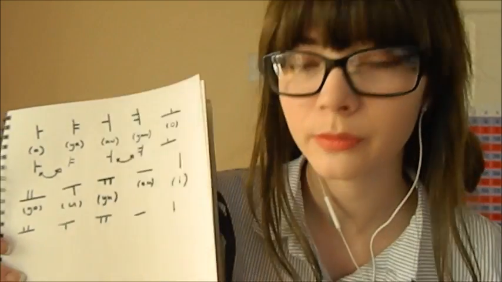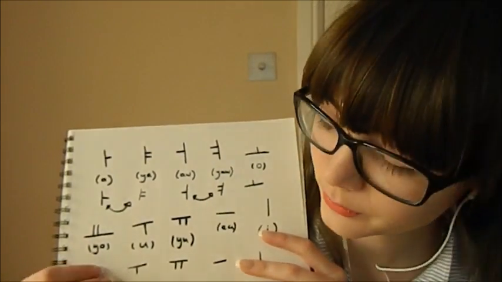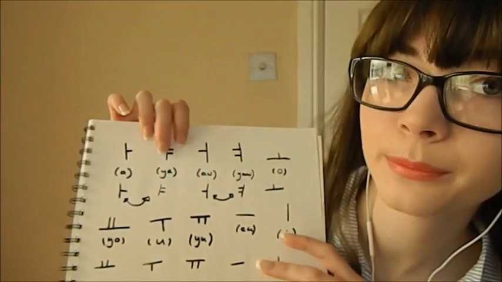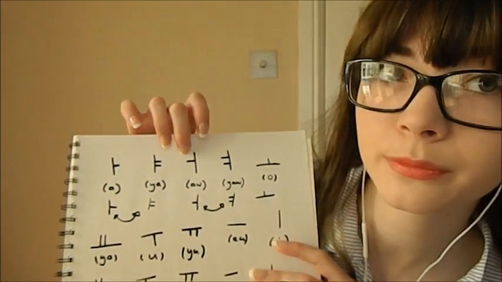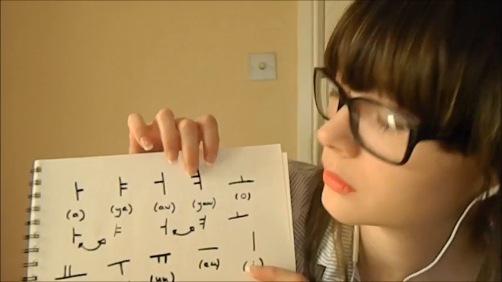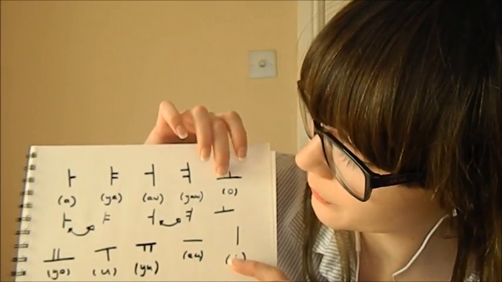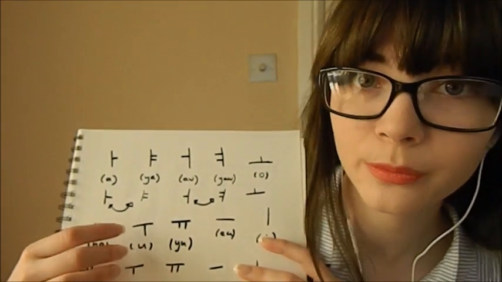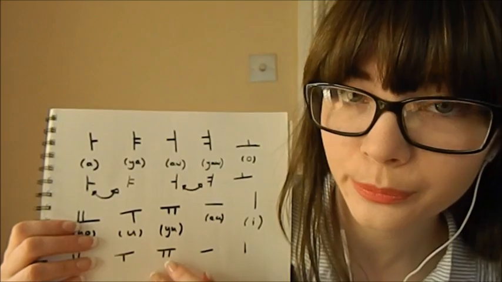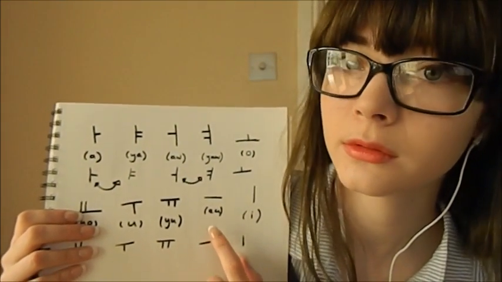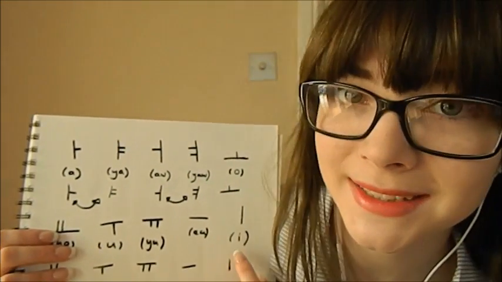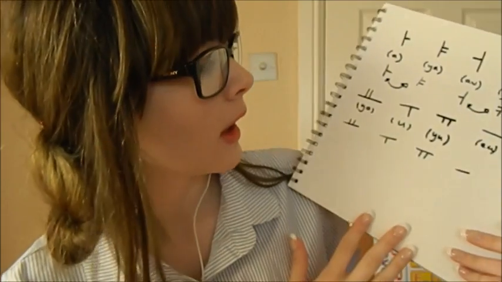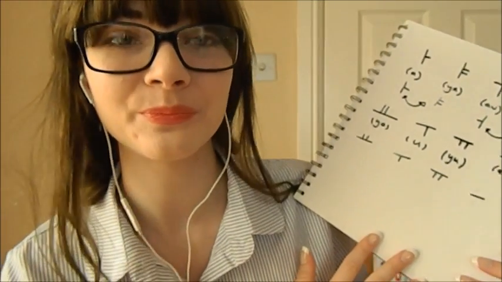Okay? So, want to repeat after me? Are you ready? Ya, ya, ya, o, ya, u, you, e. Okay? So, these are your 10 basic vowels, and they are very easy, aren't they? Okay.